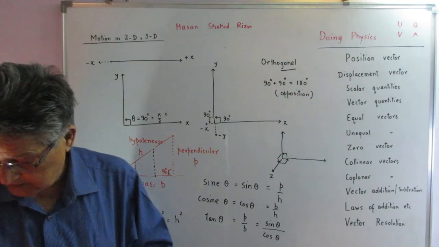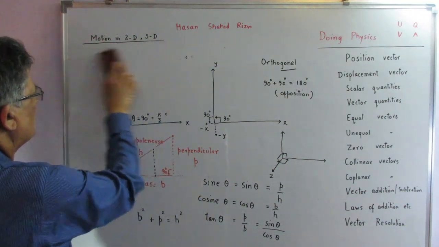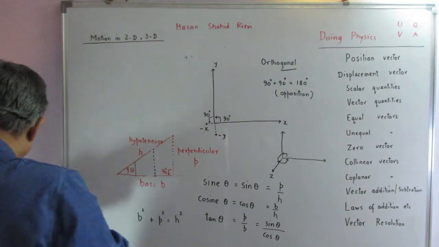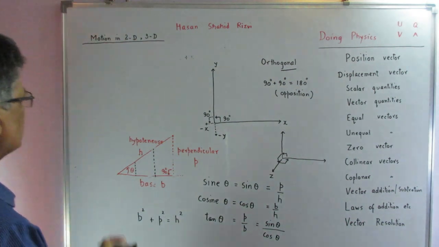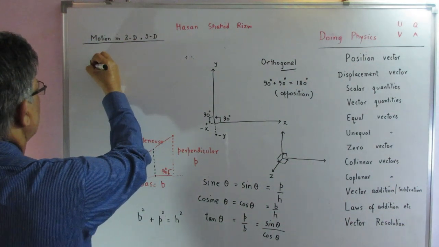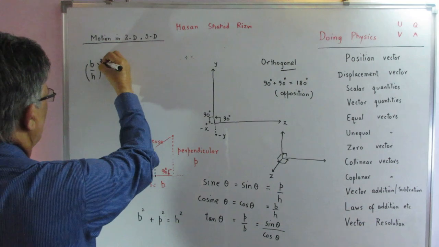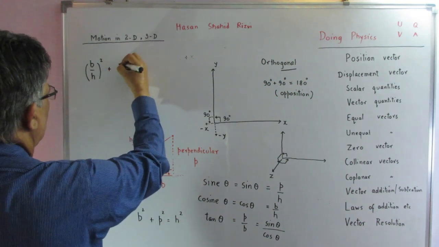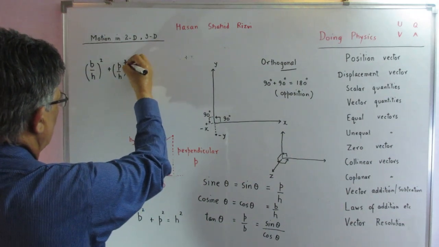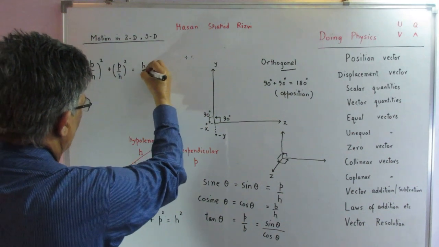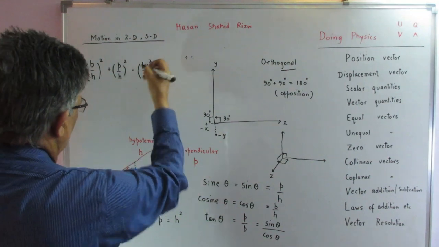And if I divide this equation throughout by H square, I'll get a relation: B upon H whole square plus P upon H whole square is equal to H upon H whole square. I'm just eating one step.